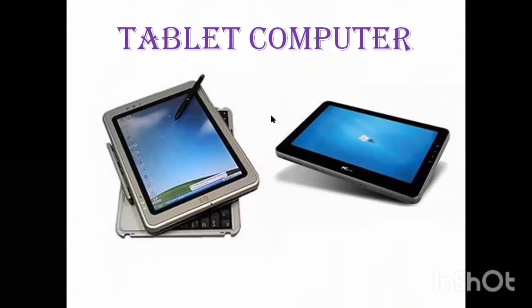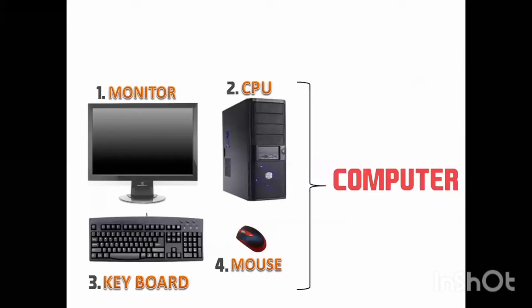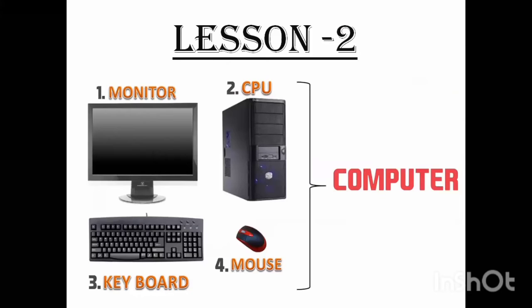There are 4 types of computer. What are they? Desktop computer, laptop computer, palm top computer, and tablet computer. Okay, so now we are going to lesson number 2. Lesson number 2 is about parts of a computer. First one is monitor, second CPU, third keyboard, fourth mouse. So these are parts of computer.